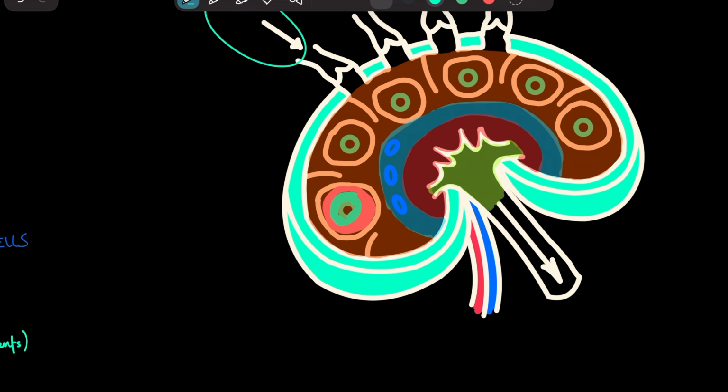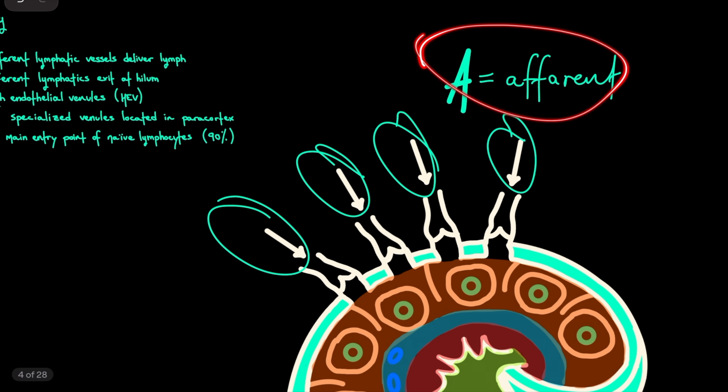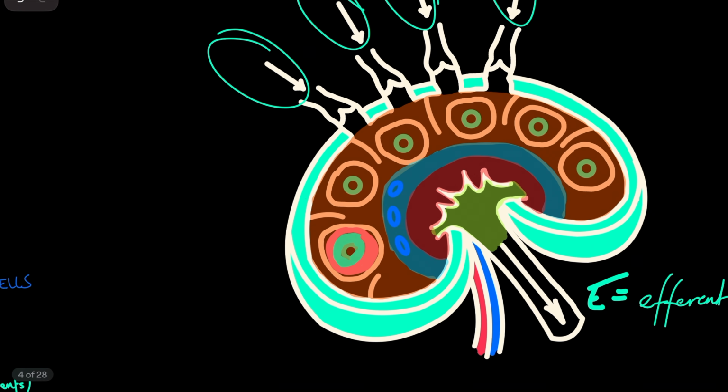Remember E for exit. So this is efferent lymphatics, or efferent lymphatic vessel. So that's the whole deal there. We arrive through afferent, pass through the capsule, enter the cortex.